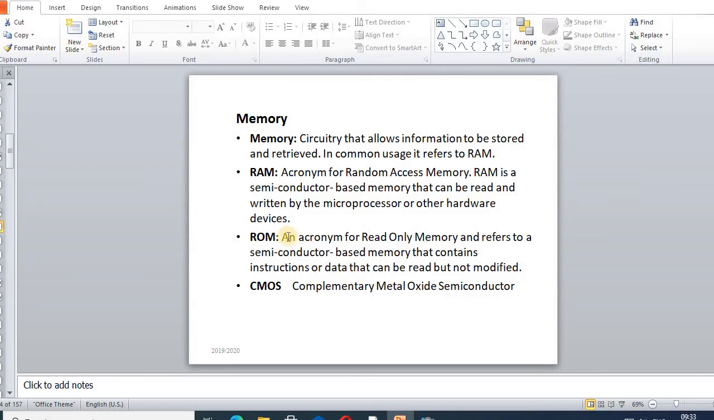This ROM normally confuses so many people, more especially when we're talking about a ROM and a RAM. What could be the difference? They are all primary memories. But why do we call a ROM a primary memory? A ROM can still be seen as a permanent memory.